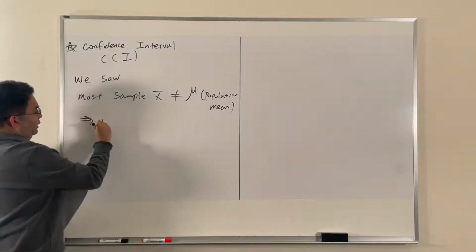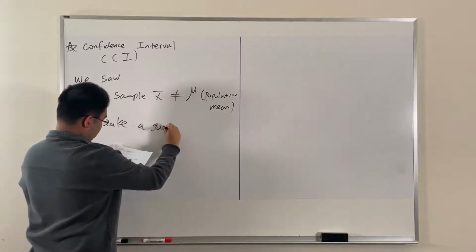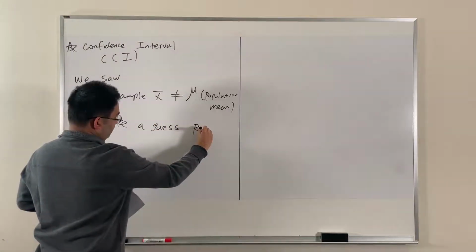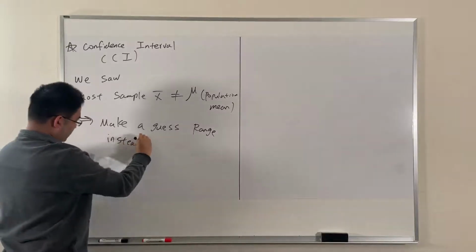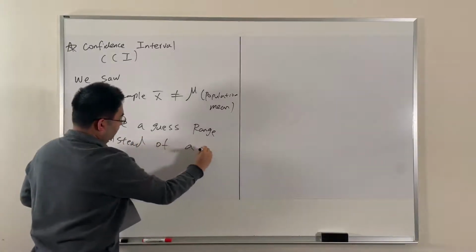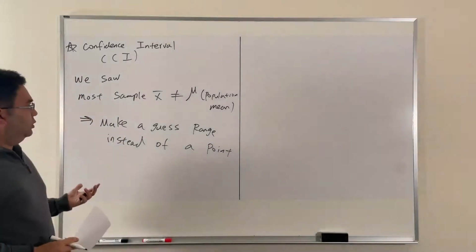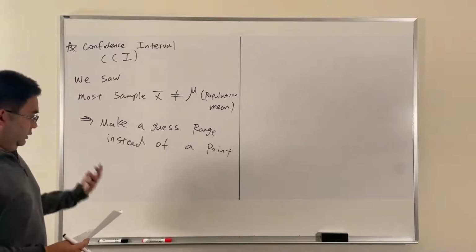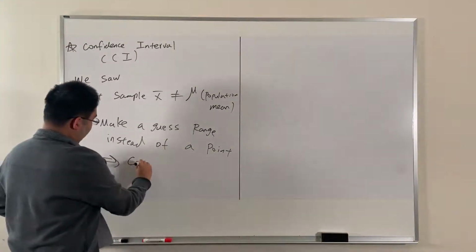So maybe we can make a guess range instead of a point. And this range is what we call a confidence interval.